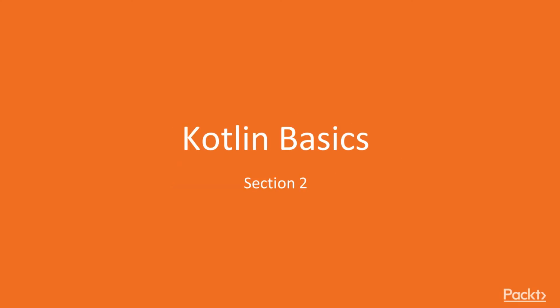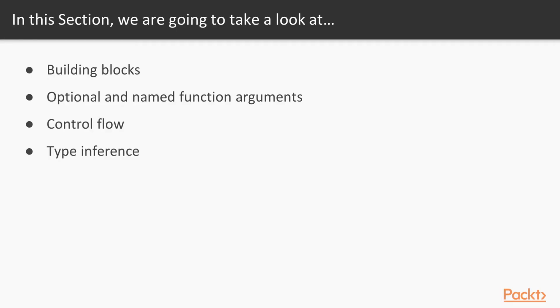Hi, and welcome to the second section of the course, Kotlin Basics. In this section, we'll be talking about the building blocks of the language, functions and properties. We'll see how Kotlin has optional and named function arguments. We're going to talk about control flow structures, and we're going to see how Kotlin has type inference.